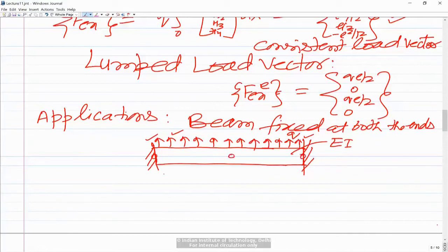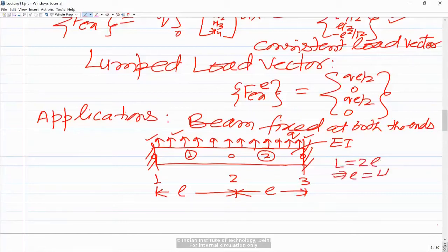So let us say this is global node number 1, this is global node number 2, this is global node number 3. The element numbers are, this is element number 1 and this is element number 2. Inside the circle I am showing the element numbers, and without circles are the global node numbers. And let us take the length of each element as small l, we are taking both the elements identical. So if the total length is capital L, then small l is going to be L by 2.